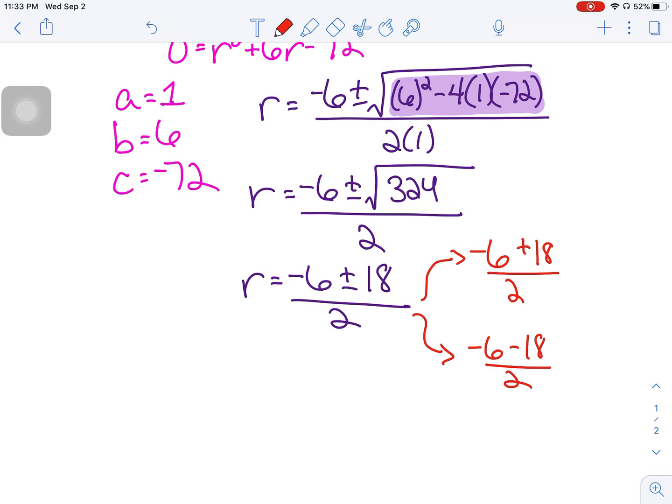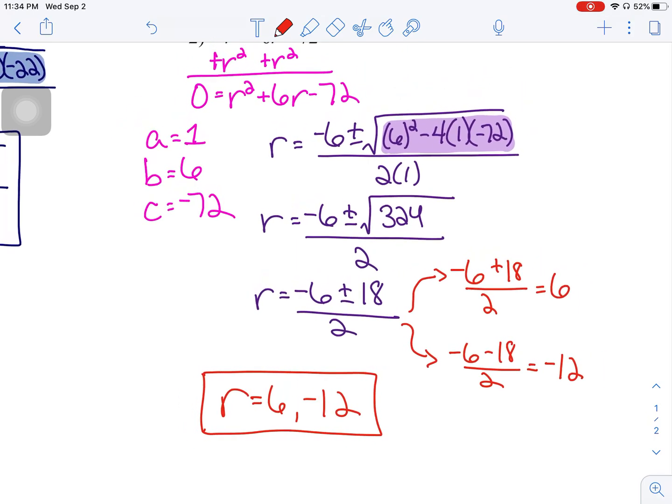So negative 6 plus 18 is 12, divided by 2 is 6. Negative 6 minus 18 is negative 24. Negative 24 divided by 2 is negative 12. So after all this work, okay, my final answers, plural, 2 answers: r is equal to 6 and r is equal to negative 12.